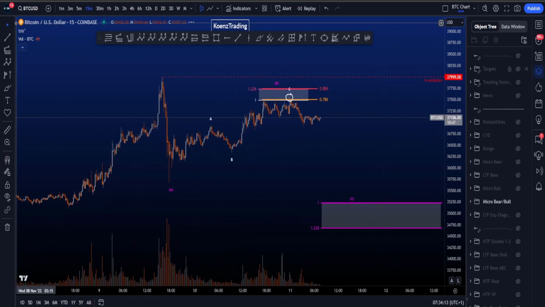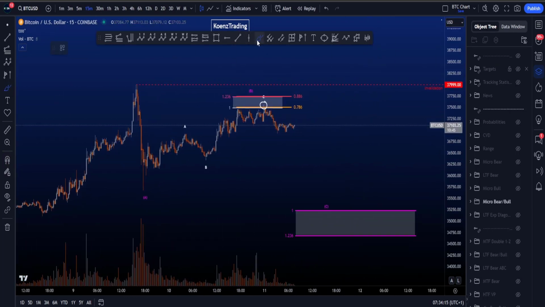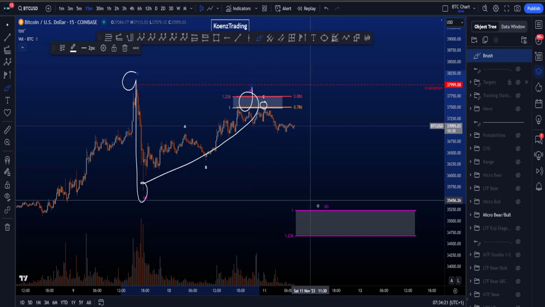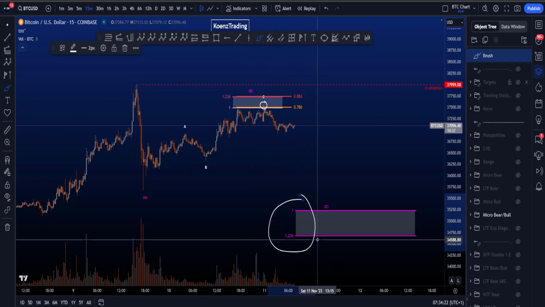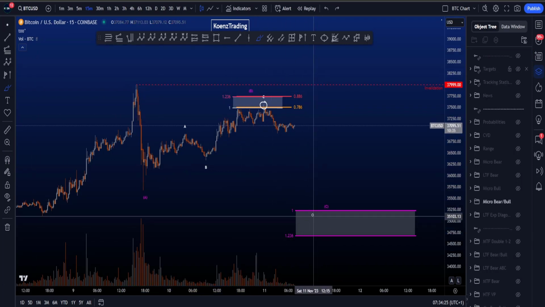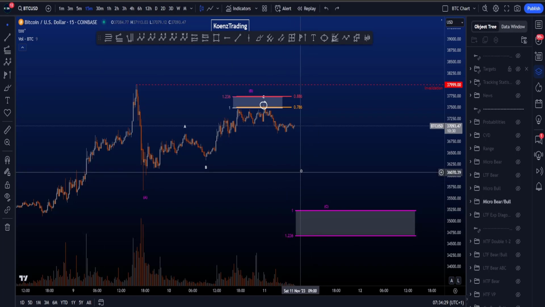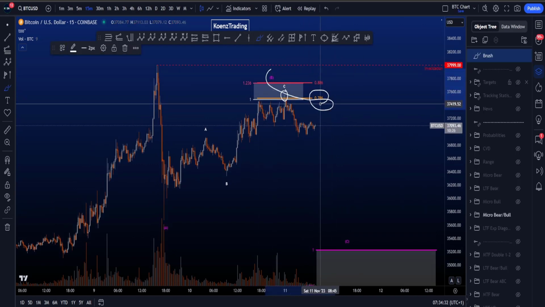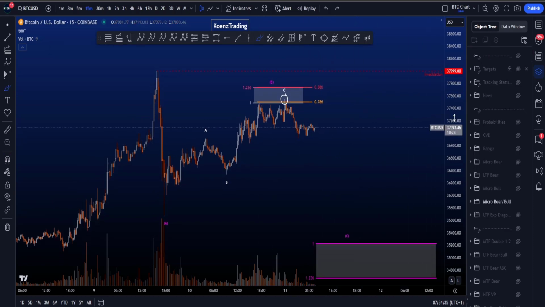In this particular scenario, if we look at the target for wave C, we take it from the high to the low of A to the high of wave B, where then the common target for wave C is the 1 to the 1.236, which is sitting between 35.2k and 34.6k. You can see that wave B retraced to the 786 area, which is fine, a common target for wave B.